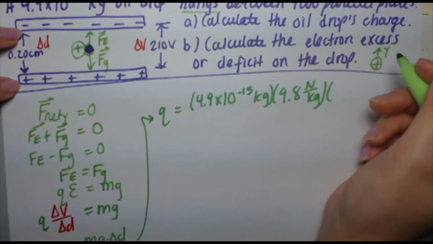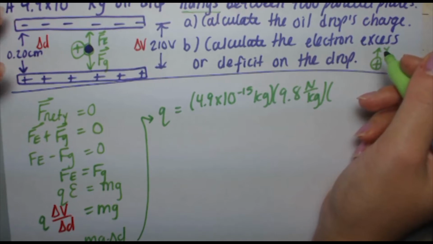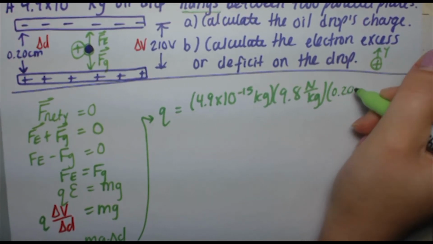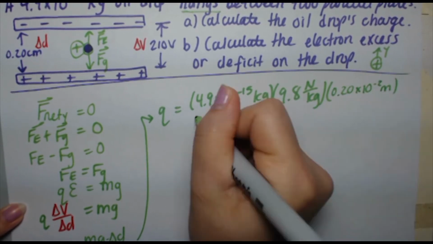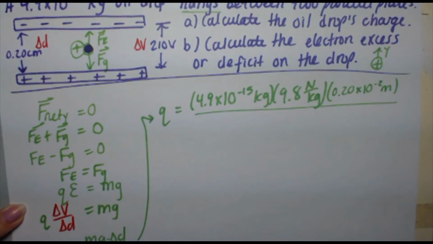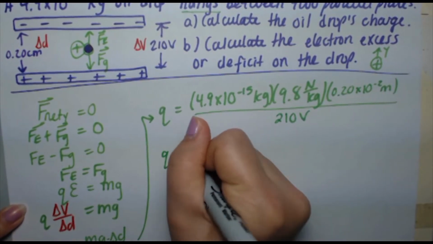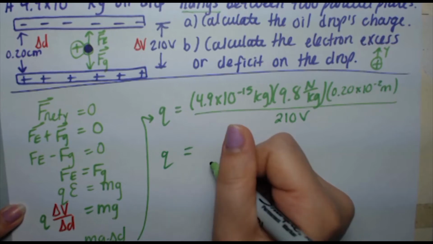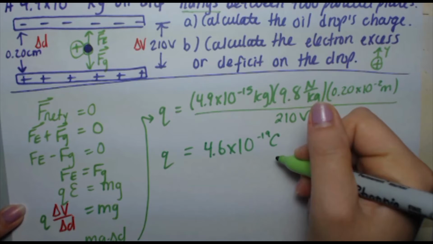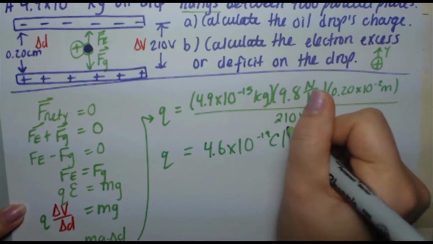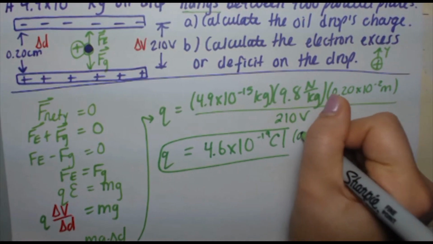The distance between the plates, in the previous problem we were given it in millimeters, here it's centimeters. Now remember, to go from centimeters to meters, you divide by 100 or you multiply by 10 to the minus 2. Okay? And we divide all that by the potential difference, 210 volts. So punch those numbers in your calculator and you should get a charge of 4.6 times 10 to the minus 19 coulombs. Now we don't have to do anything else at this point because our charge is positive. So that's the answer for part A.